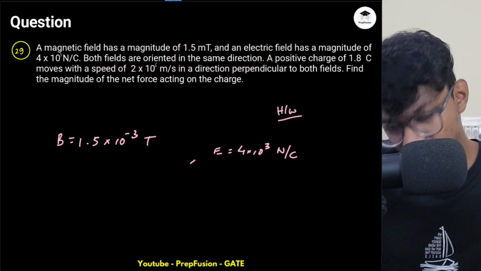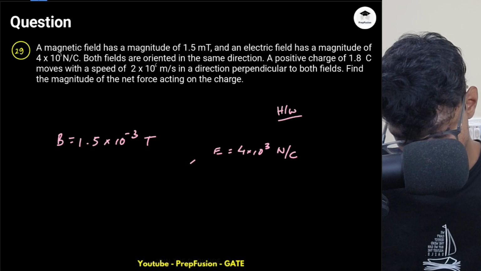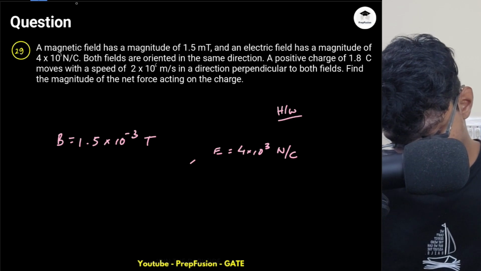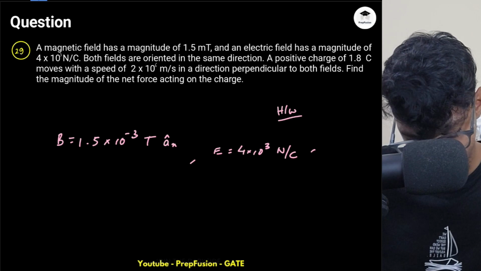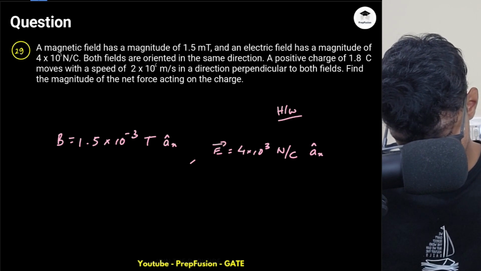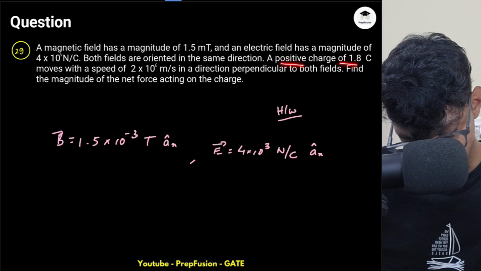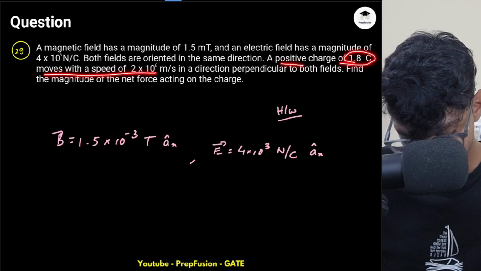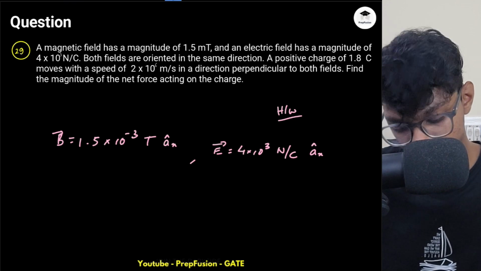Okay, so I will just assume any random direction. Let's assume for now, let's say ax cap direction. Assume any direction, right? Ax cap direction. Okay, doesn't matter. A positive charge of 1.8 Coulomb moves with a speed of 2 into 10 raised to power 6 meter per second in a direction perpendicular to both the fields.